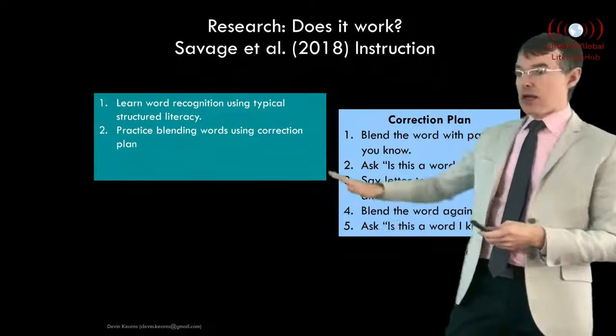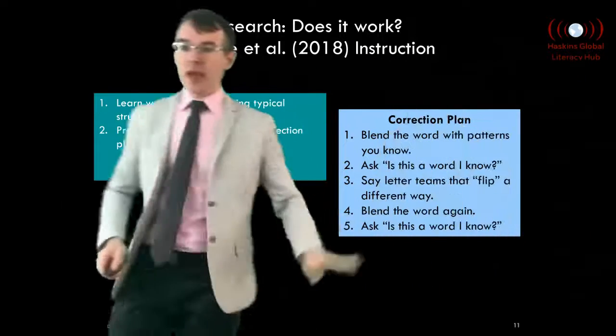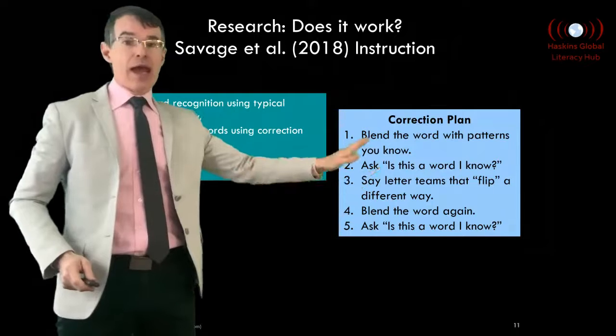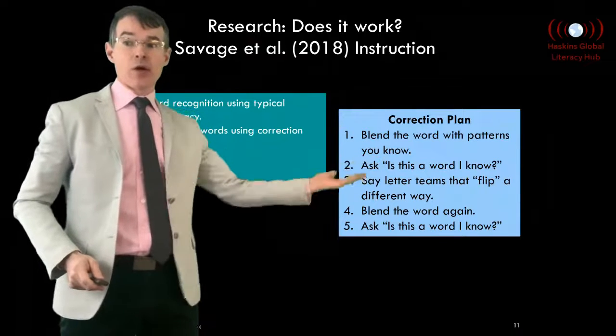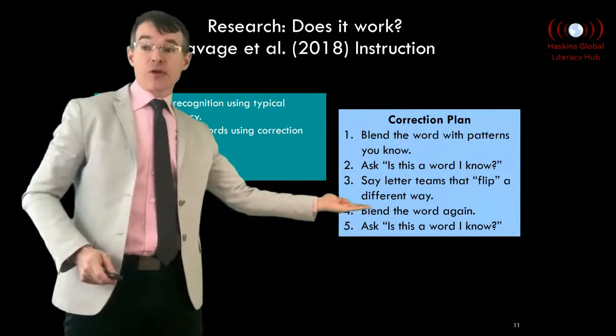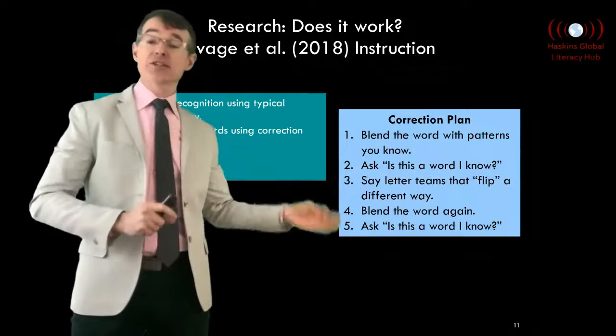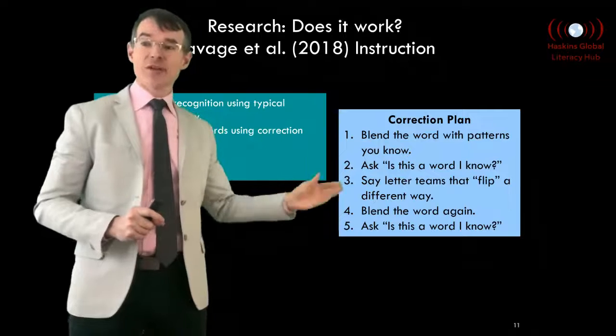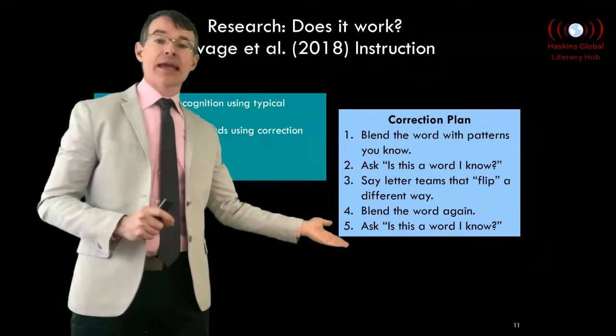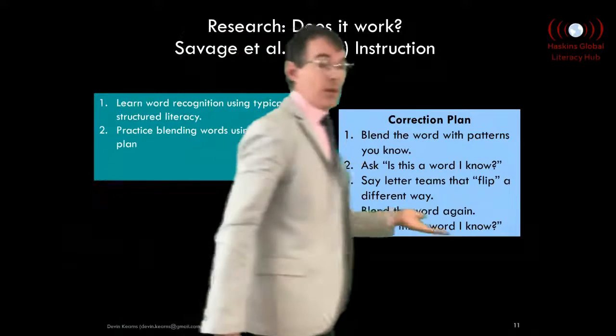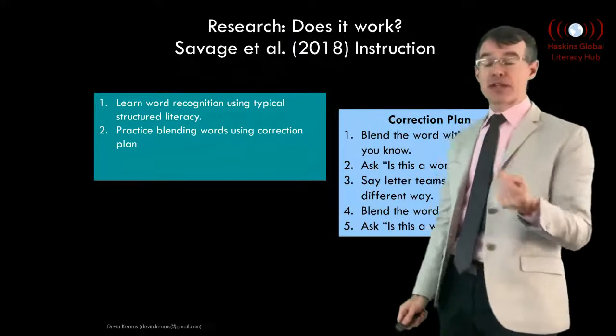So you can see here, let me move out of the way. Blend the word with patterns you know. Ask, is this a word I know? Say letter teams that flip a different way, meaning they are ones that the students have learned, can have multiple pronunciations, like the I says I and I, for example. Blend the word again, and then again ask themselves if this is a word that they know. So that was the key mispronunciation correction activity.